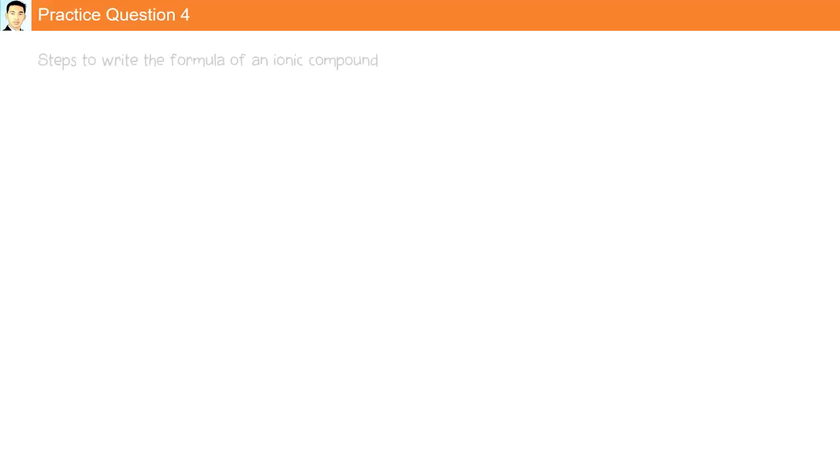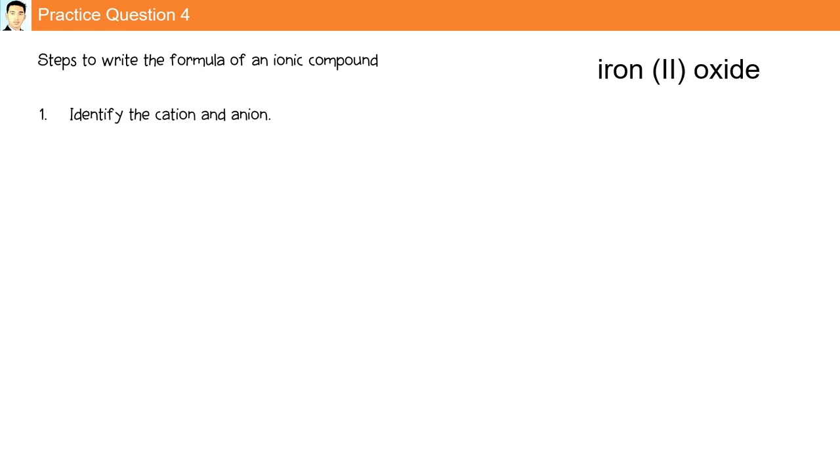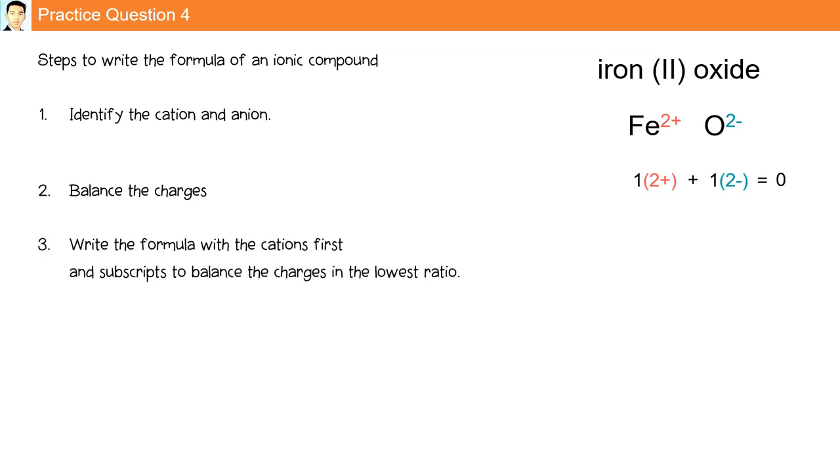Practice question 4. Here we have iron(II) oxide. First, we identify the cation and anion. We have Fe2+ and O2-. Next, we balance our charges. We have 1 iron reacting with 1 oxygen for a net charge of 0. Next, we write the formula with the cation first and the subscripts to balance the charges in the lowest ratio. Here we have Fe and O. Our final formula is FeO.